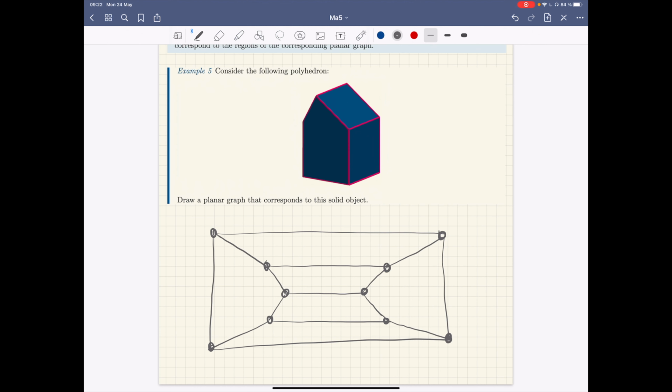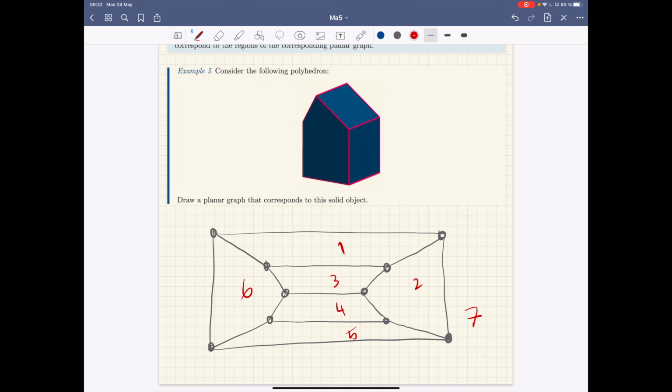Okay, and now let me ask you one question. How many regions do you see in this graph? This is a planar graph, yes? Understandable? It is planar. But how many regions do you see? So for example, 1, 2, 3, 4, 5, and 6. So how many regions do you see? 6. One more, 7. Yes, outside.